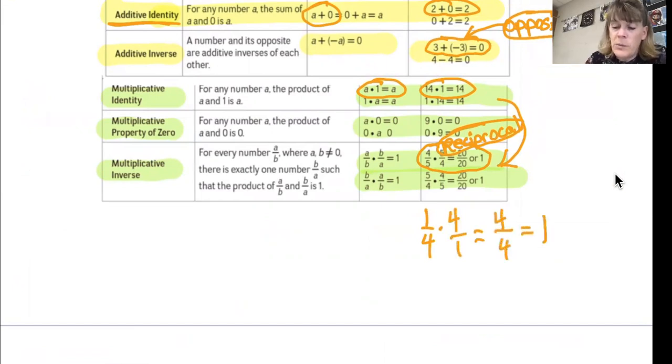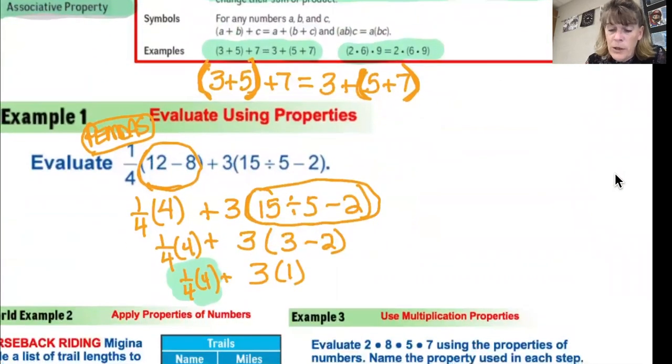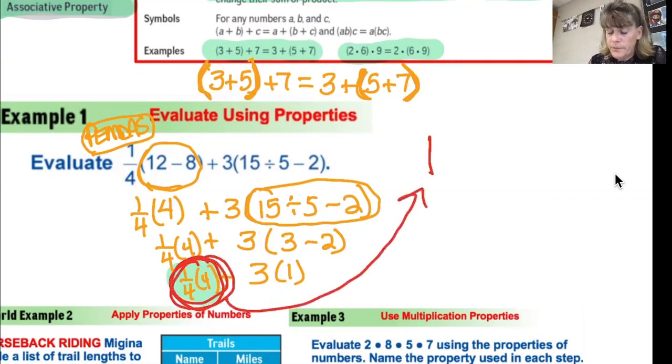So that's the multiplicative inverse. So that's what I would have written for this one right here, multiplicative inverse, if I had to write what property I used. I don't. So I'm just going to write 1 because this simplifies to 1. Then we add 3 times 1. Now everybody knows that 3 times 1 is just 3.